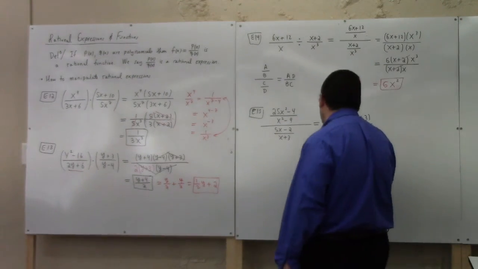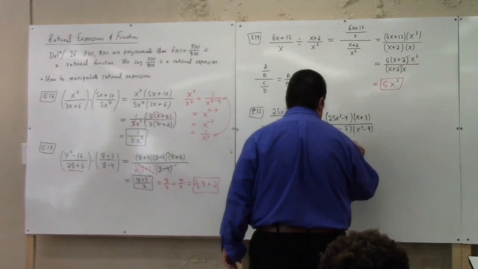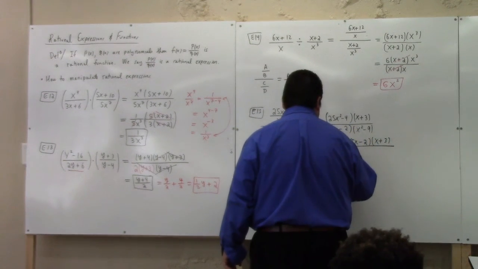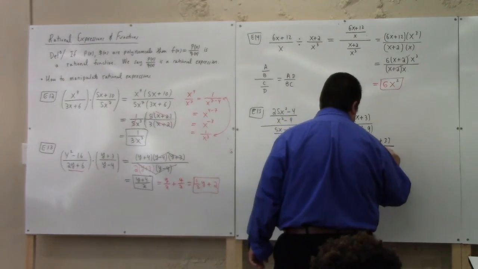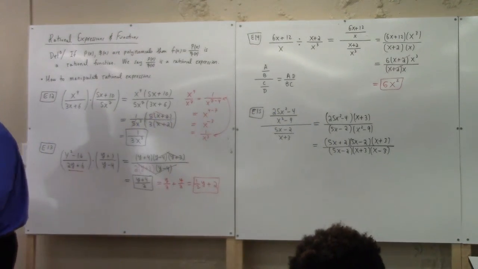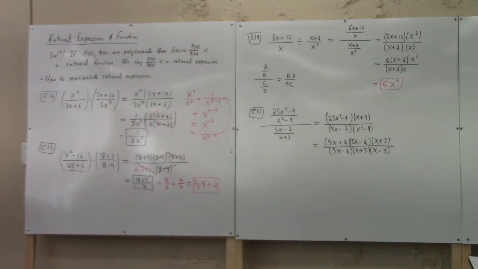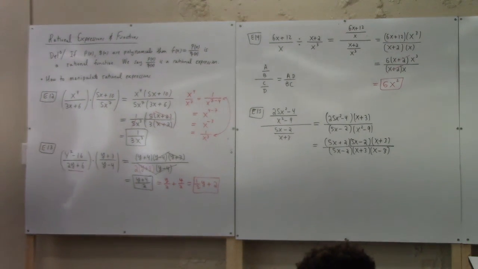So, all right, this is 5x plus 2 times 5x minus 2 times x plus 3 divided by 5x minus 2 times x plus 3 times x minus 3. As I was warning, factoring still matters. Got to be able to factor. If you don't know how to factor yet, you really need to see me or see a tutor or something, spend time on it.